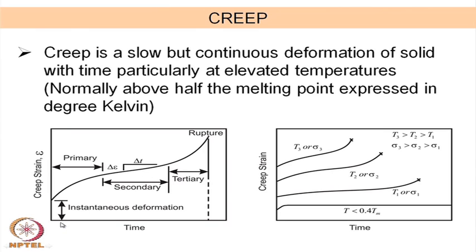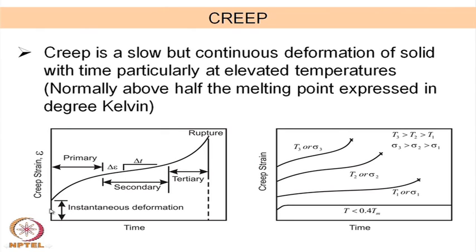This is a typical creep curve of any material, in fact, whether it is ceramics or metals or alloys. We have already seen that for brittle solids there is no plastic deformation as such. Plastic deformation can take place only at elevated temperatures, normally above half the melting point expressed in degrees Kelvin, but for ceramics it is very close to its melting point.